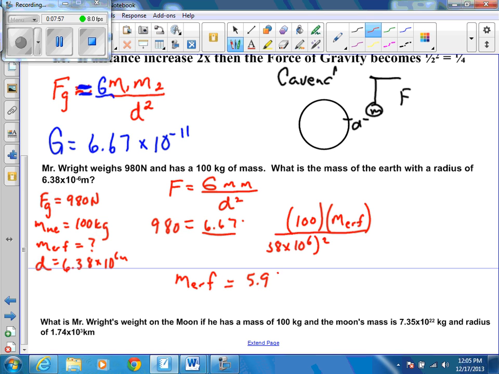equal to 5.98 times 10 to the 24th kilograms.